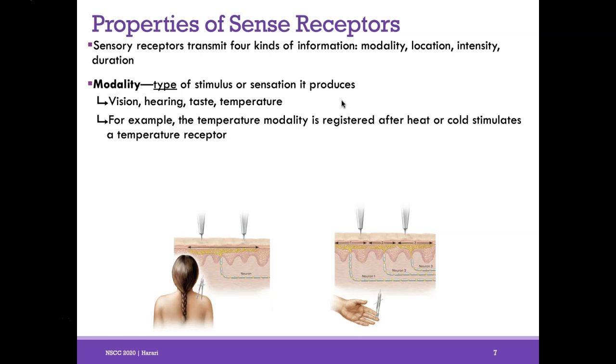Modality refers to the type of stimulus that a sense receptor receives. The type of stimulus that a sense produces. So what this means is the modality could be the temperature modality, which means this is a type of receptor that can produce a signal in response to temperature. So it's like, what kind of mode is it? If a sense receptor is in your retina, that means it responds to vision. The modality, right, is vision.